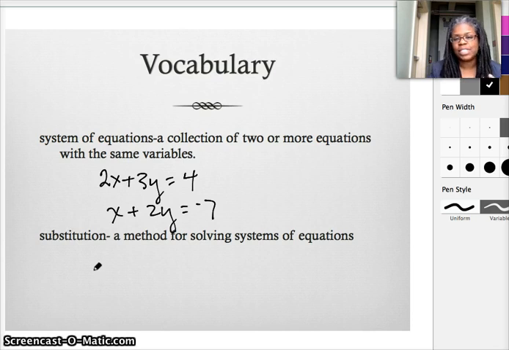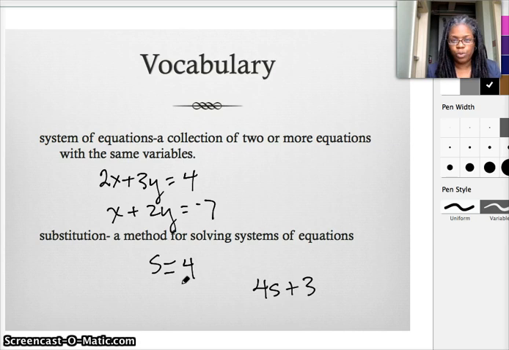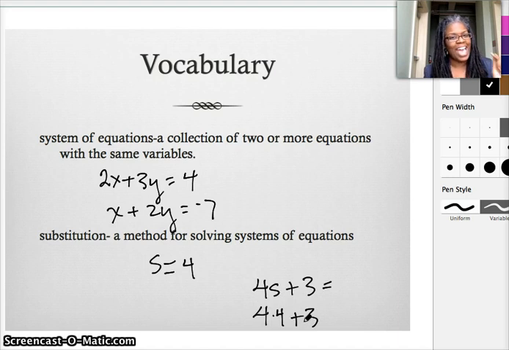So our next definition is substitution. It's a method of solving systems of equations. It's akin to the idea that, earlier on, we might say s is equal to 4, so find 4s plus 3, and you'd substitute that value in to figure out what 4s plus 3 is. In this case, we get 4 times 4 is 16, because we multiply first, add 3, and then we get 19.